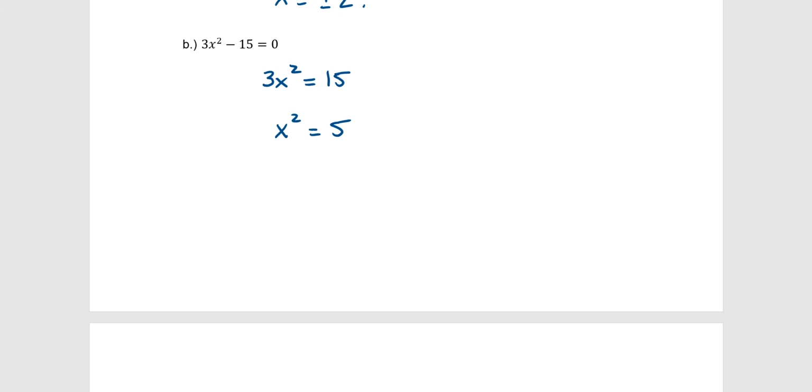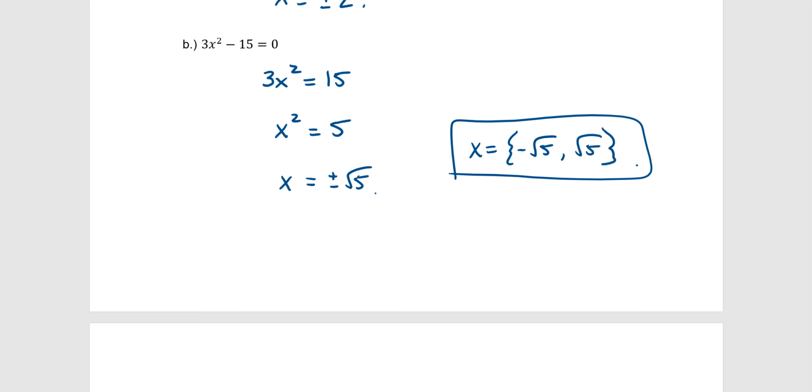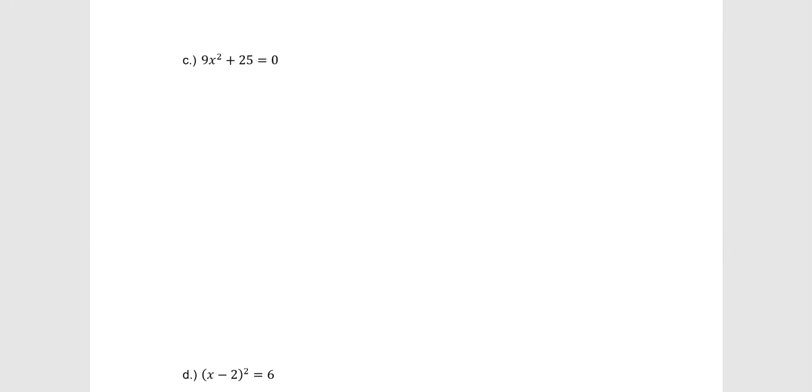And now we're going to take the square root of both sides, cancels the squared. We get plus or minus the square root of 5. So this doesn't simplify, right? This is not a perfect square, and it also just can't be simplified any further. So we're going to leave it just like that. So our solution is negative square root of 5 and positive square root of 5. Let's do two more here.